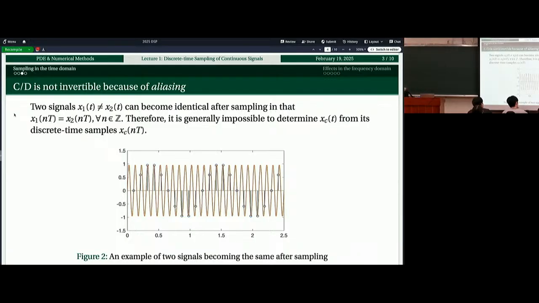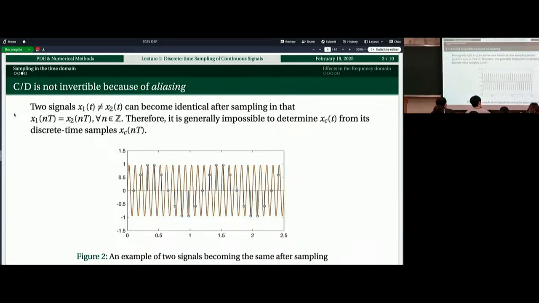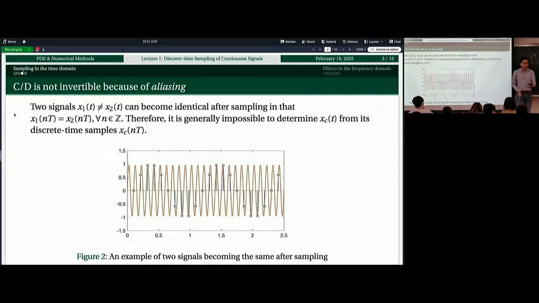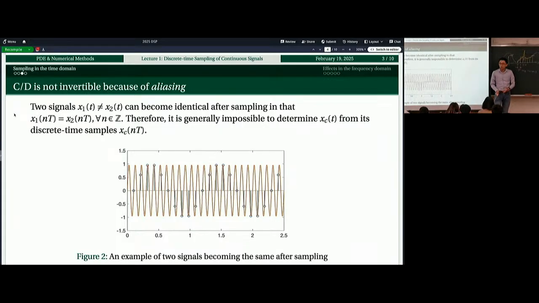So this is just to explain that it's possible that we have two different signals that become identical after sampling. Theoretically, mathematically speaking, C to D conversion is not invertible in the most general sense. It's a many-to-one mapping, as a function. So that's an important concept.